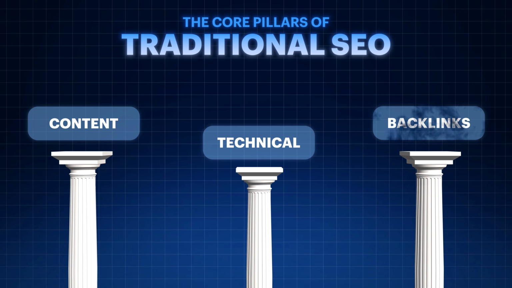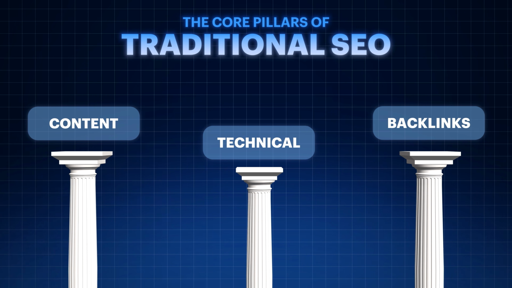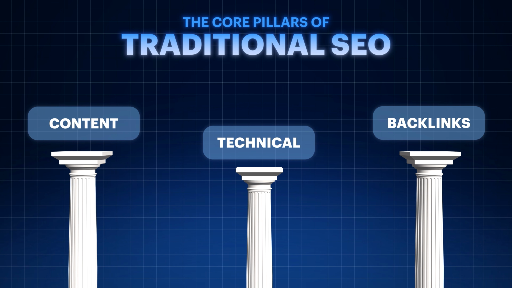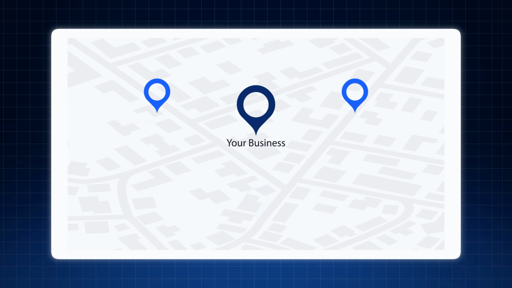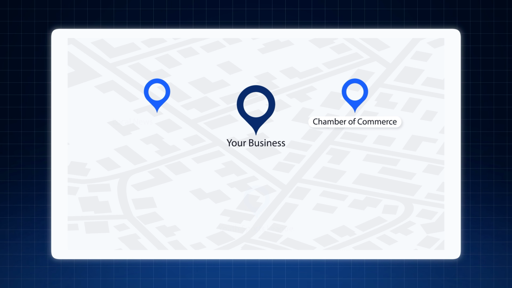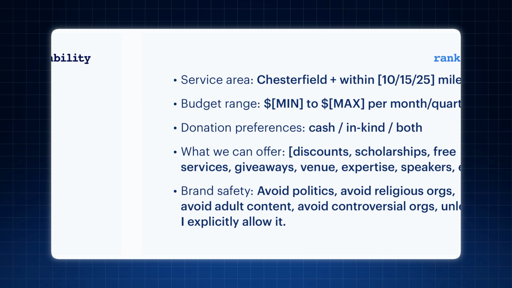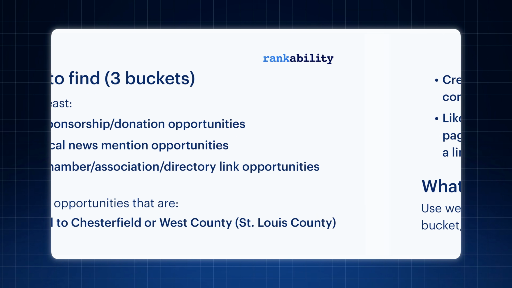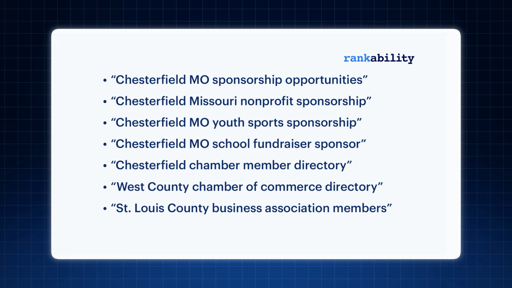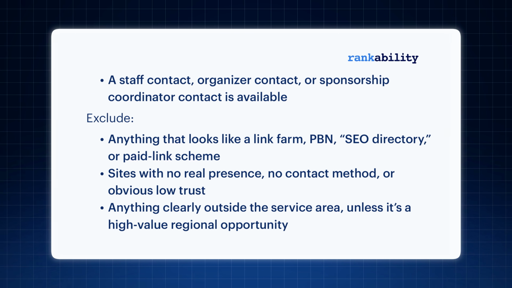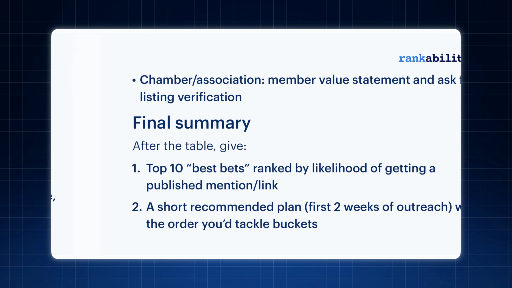And now for the final, but arguably the most impactful pillar for traditional SEO, backlinks. For local businesses, your best moves are sponsoring or donating to local organizations, getting brand mentions on local news, and scoring links in local business associations or chambers. Just use this prompt in ChatGPT's agent mode to find these opportunities on autopilot. Then expand into PR style opportunities by using platforms like Featured, HARO, and Quoted to provide expert quotes.